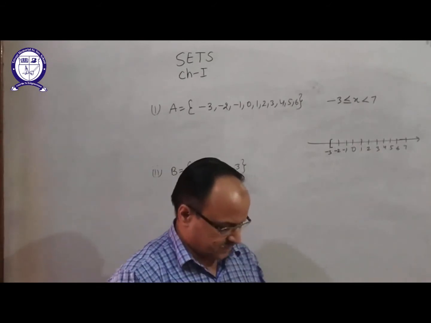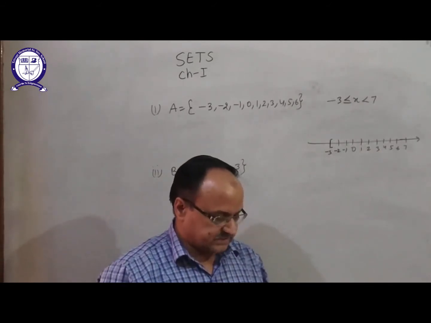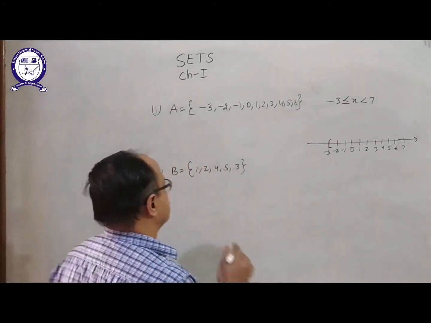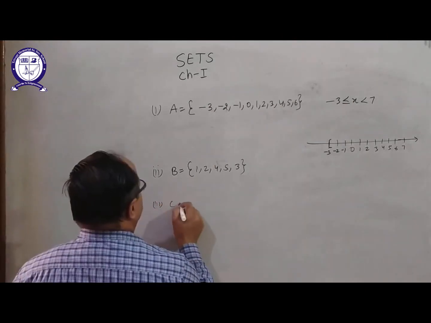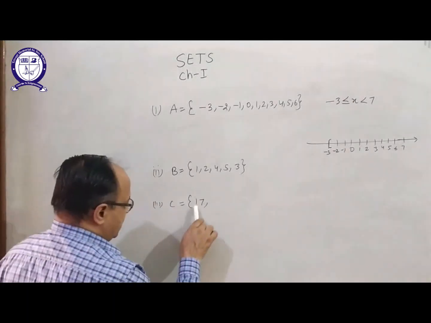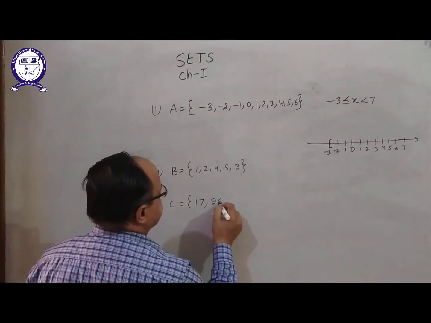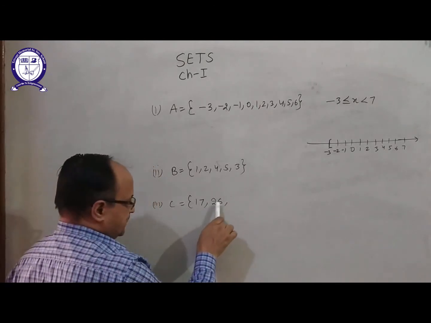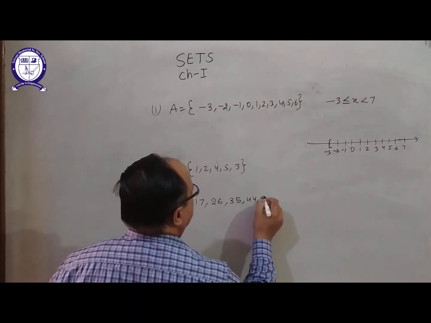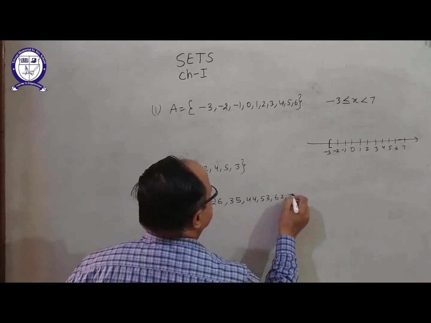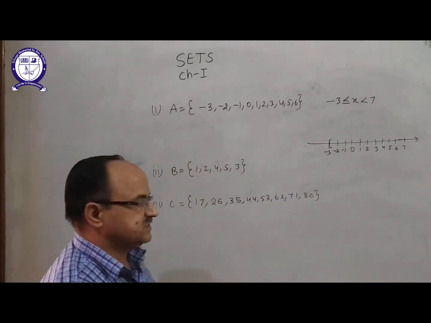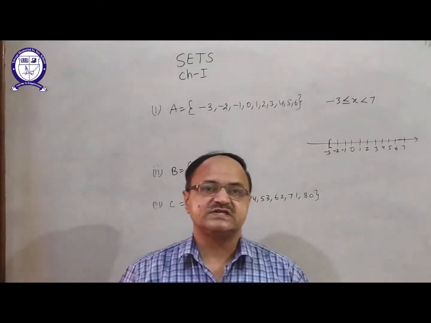This is the answer. And third part, x is a 2-digit natural number whose digit sum is 8. So you can say 17, whose sum is 1 plus 7, 8. Next 26, whose sum is 2 plus 6, 8. Similarly 35, 44, 53, 62, 71 and 80. These are the 2-digit numbers whose sum of digits is 8.